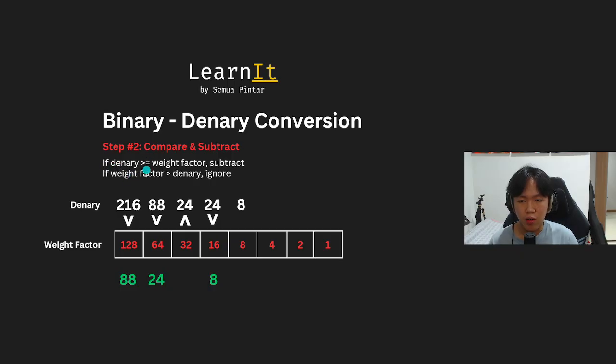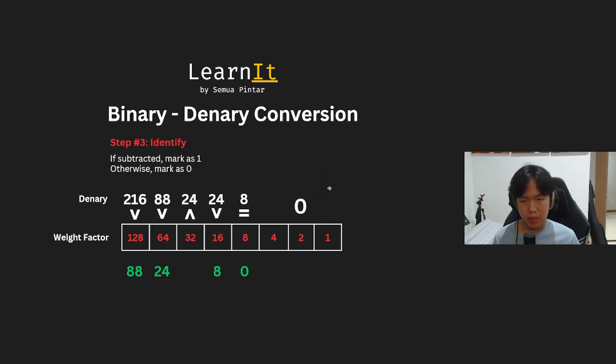If denary is greater than or equal to the weight factor, subtract. Since this is equal to, we subtract it, and it becomes 0. So obviously, the rest is also going to be 0. Now, what do we do with this? This is where the third step comes in.